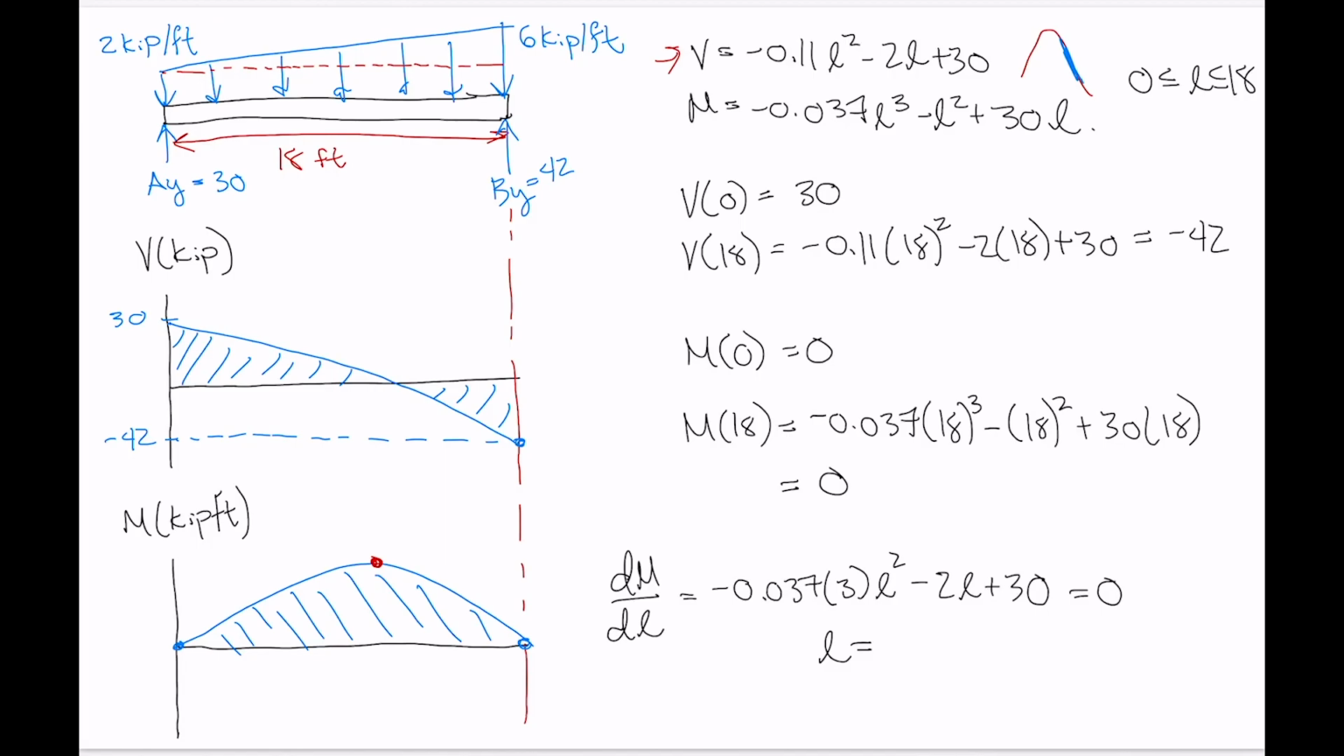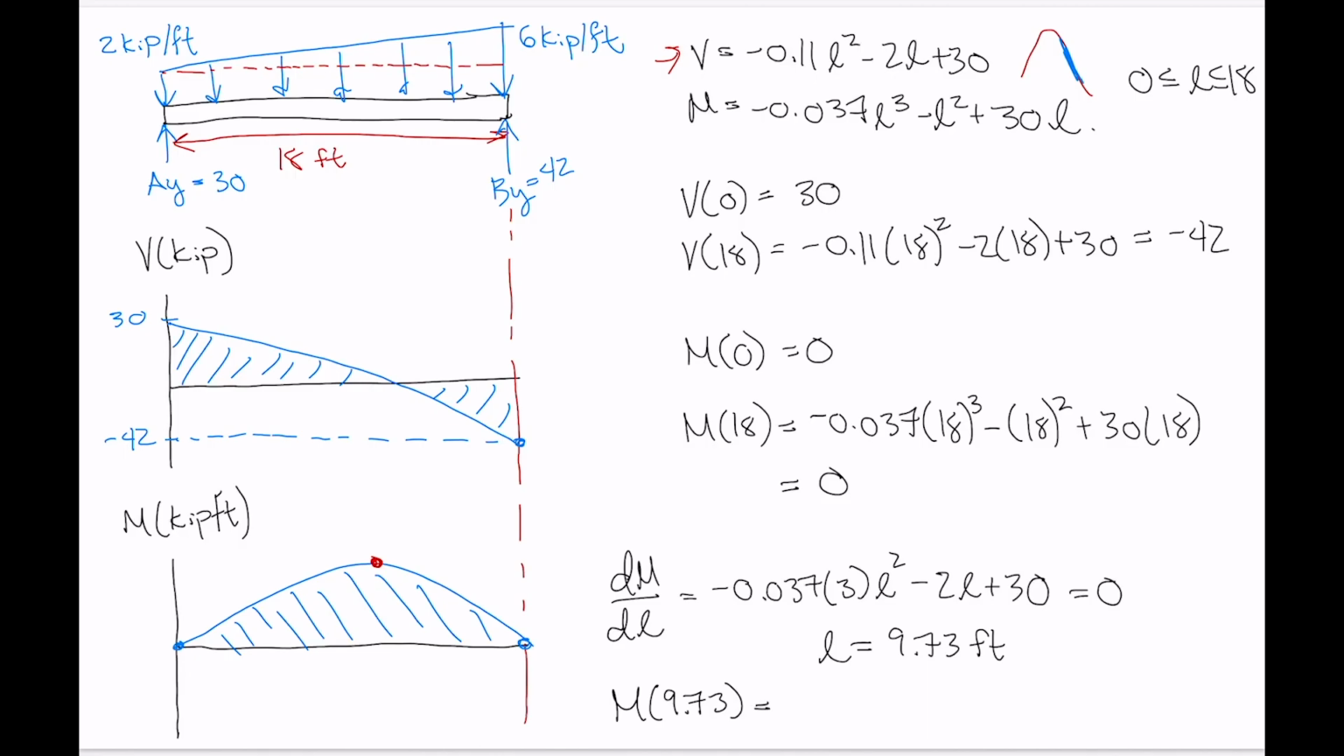So one of the roots there comes out to be 9.73 feet, and the other root is outside of the range 0 to 18. So we can ignore that one. It's a real root of the equation, but it's not a real solution to the problem because it physically doesn't make sense. So now what we do is we evaluate the moment at 9.73.